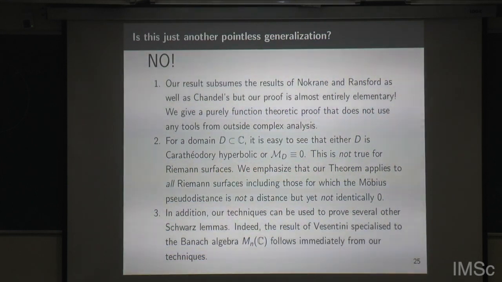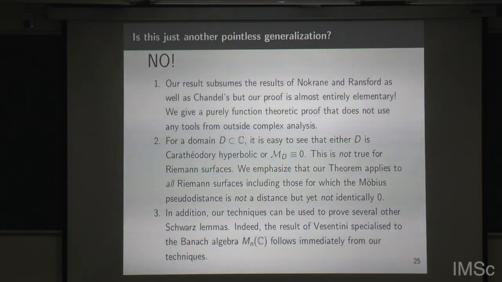The second point is what is more interesting. It is easy, it's a nice puzzle to show that for a domain in C, either the Cartesian pseudo distance is identically 0 or it's a distance. It cannot happen that the Cartesian pseudo distance is 0 for some x, y, x not equal to y, and not 0 for some other z, w. That cannot happen. Either it's identically 0 or it's a proper distance.